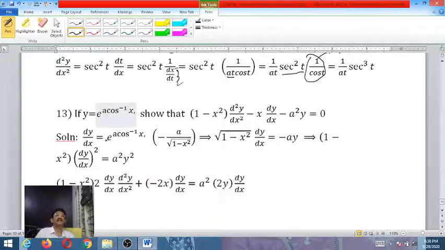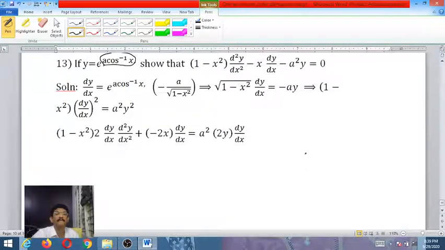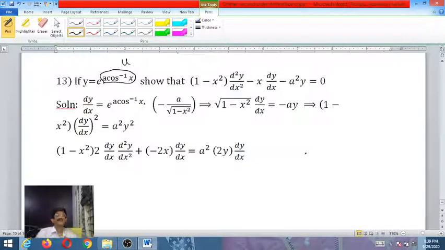y equals e power a cos inverse x. Show this one. Now look at here. Here we consider a cos inverse x as some u. What is the derivative of e power u? It is e power u into the derivative of a cos inverse x. a is a constant, keep as it is. The derivative of cos inverse x is minus 1 by root of 1 minus x square.